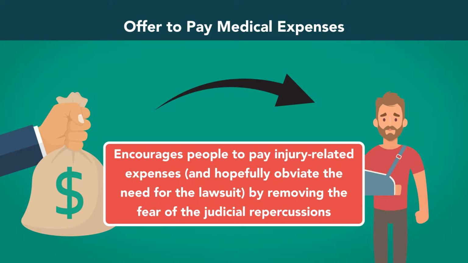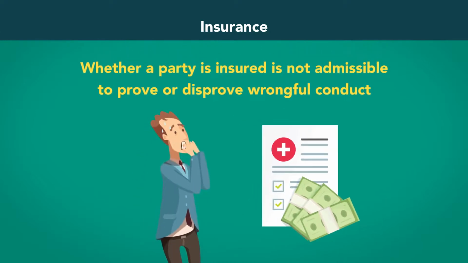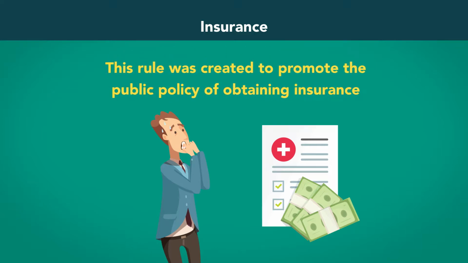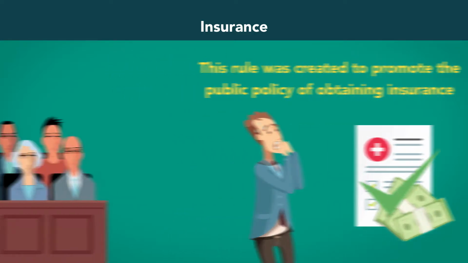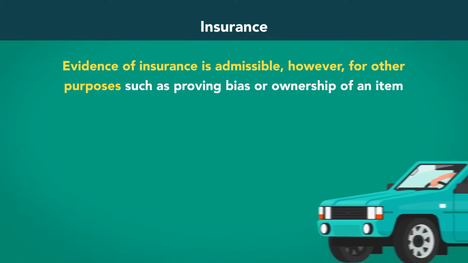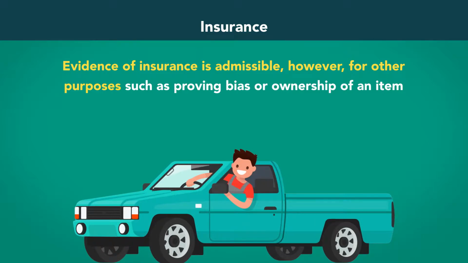Insurance. Whether a party is insured is not admissible to prove or disprove wrongful conduct. This rule was created to promote the public policy of obtaining insurance. Moreover, juries are supposed to decide cases based on their merits, not based on who will actually pay the damages. Evidence of insurance is admissible, however, for other purposes, such as proving bias or ownership of an item.